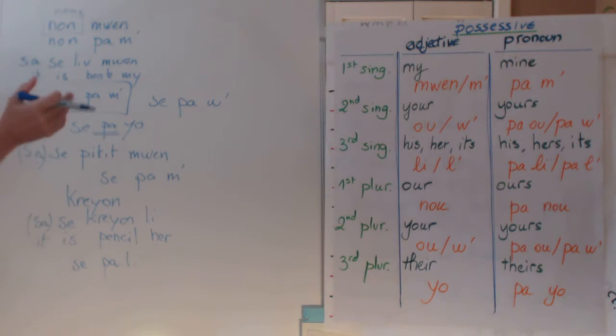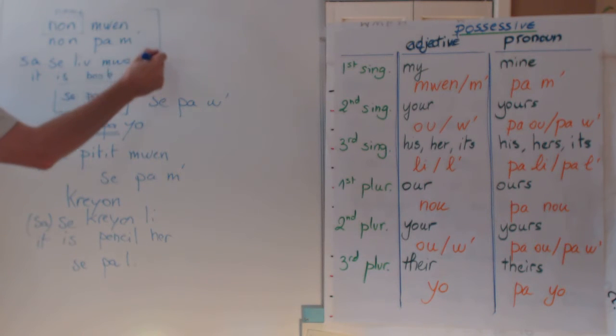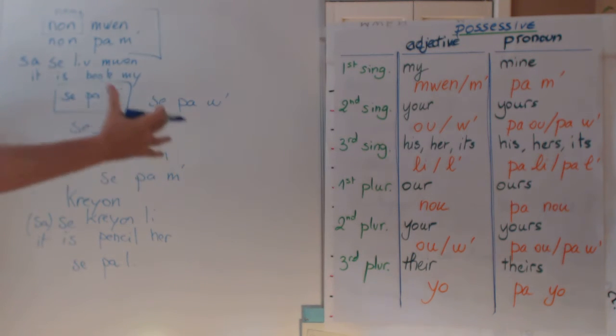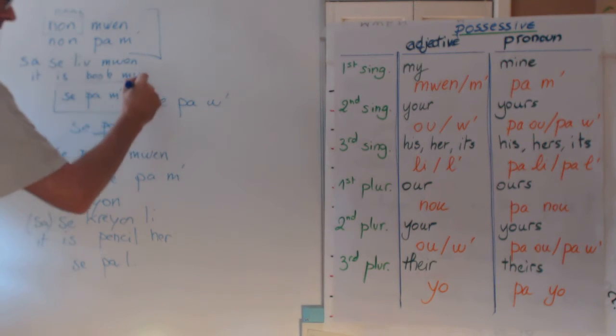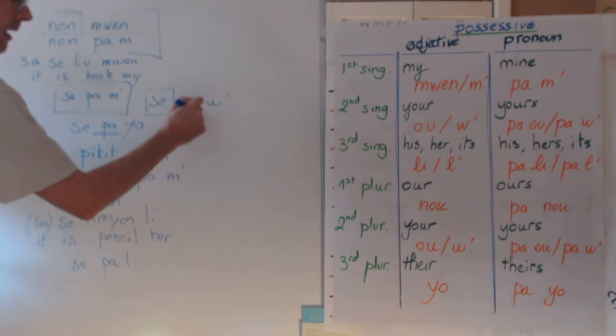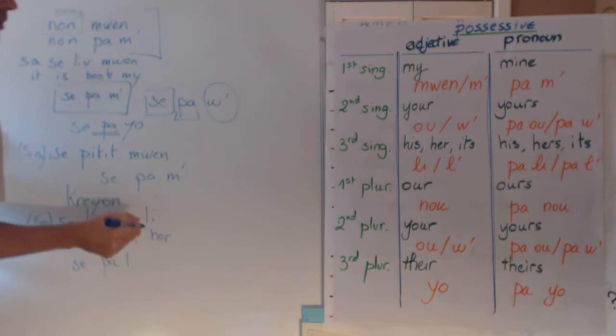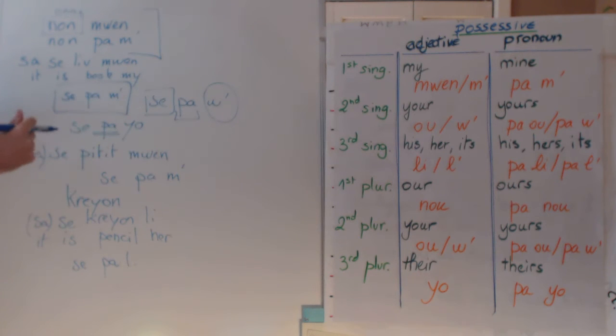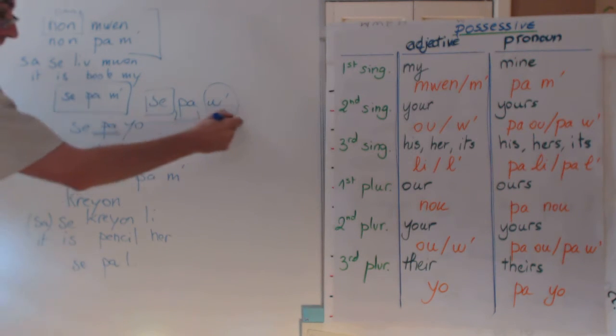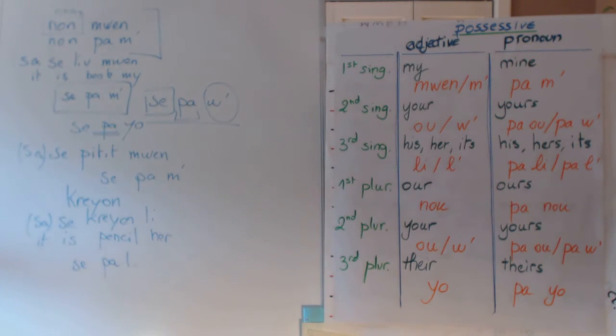We can see the difference. We can use it the same way, right? But when it comes to say it's mine, then to be, and then pa, and the pronoun. C'est pau. It's yours. Okay, very good.